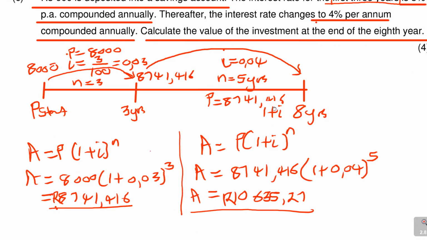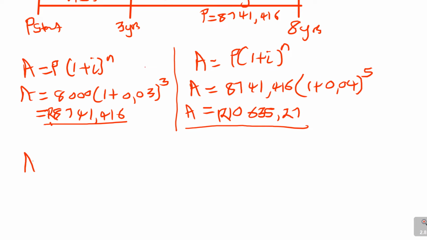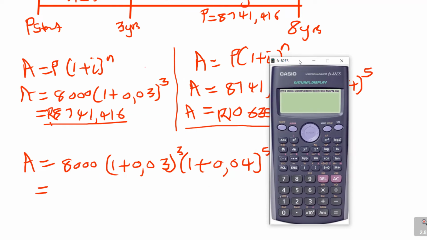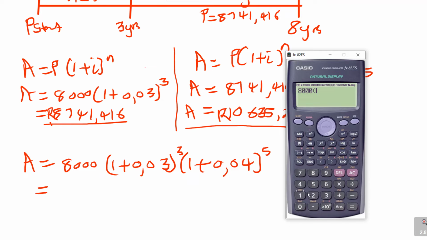Alright. And then some prefer this method, where A is equal to, you start with 8,000, and then you've got (1 + 0,03) to the power of 3, and then you come back again to say the next one, (1 + 0,04) to the power of 5. They prefer this method. Let's check that it gives us the same answer: 8,000 bracket 1 plus 0,03 to the power of 3 multiplied by (1 + 0,04) to the power of 5.